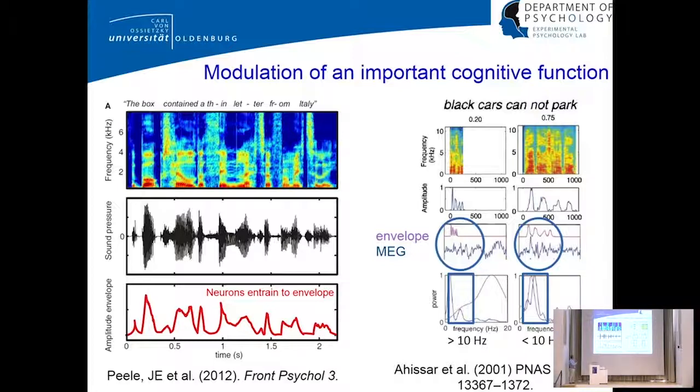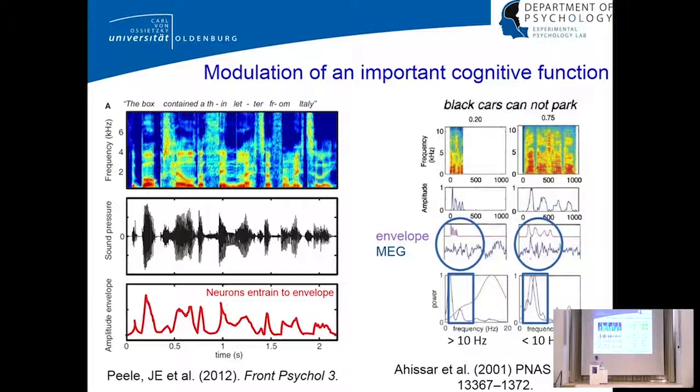And as we all know, if you listen to language, you can see the envelope and neurons entrained to the envelope. And interestingly, if you know the envelope of the speech signal, you can see that in EEG and MEG. And more interestingly, if you start to compress the speech and present it in a faster way, then at first the frequency of the envelope just increases, and you still see that in the MEG.